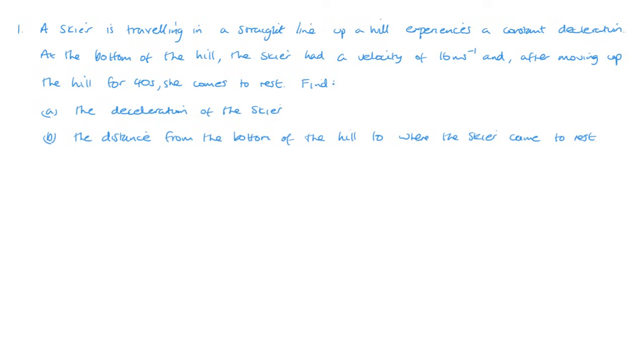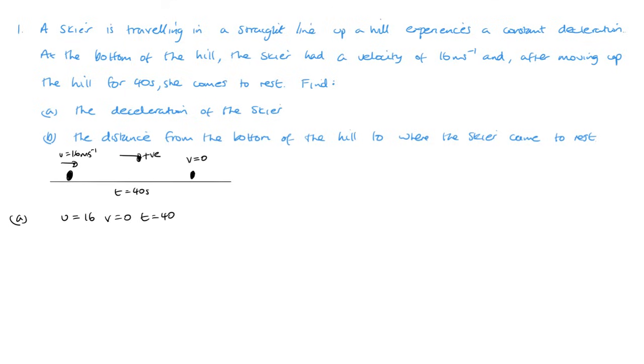So again, you don't have to draw a little diagram, but I will. The skier's at the bottom of the hill, and this U is 16 meters per second. Then she goes up the hill and comes to a rest, so V is 0. This direction is positive and the time is 40 seconds. So that's what we know. Or in other words, U is 16, V is 0, T is 40.